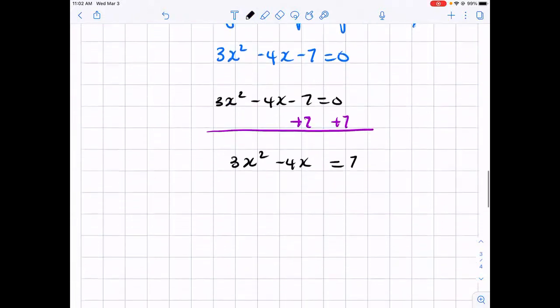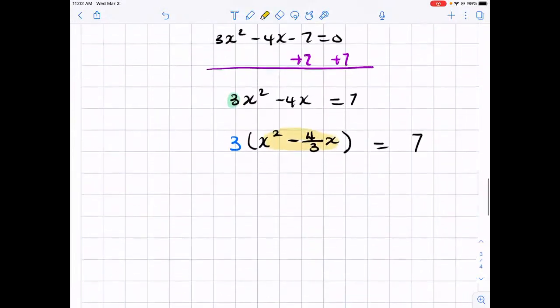Now, as I said before, you want to make sure that the coefficient a is 1. Since it's not 1 in this case, what I'm going to do is factor out 3. And if I factor out 3, we have x squared minus 4 over 3x, and that is equal to 7. So my plan here is to now complete the square of what's left in the parentheses. This here is what will complete the square for this portion here.